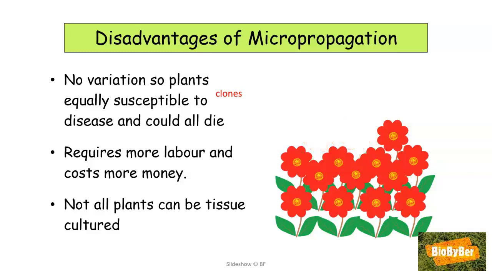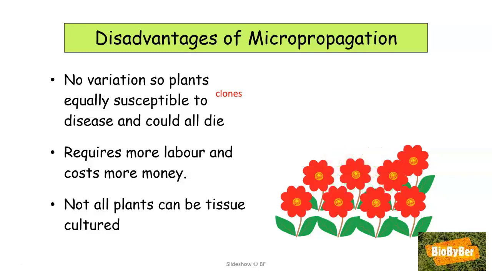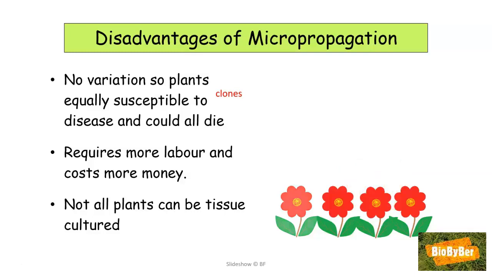Another disadvantage of micropropagation is that it requires more labour and costs more money from that point of view. And not all plants can be tissue cultured because it can be difficult to find a growth medium for the different species of plants.